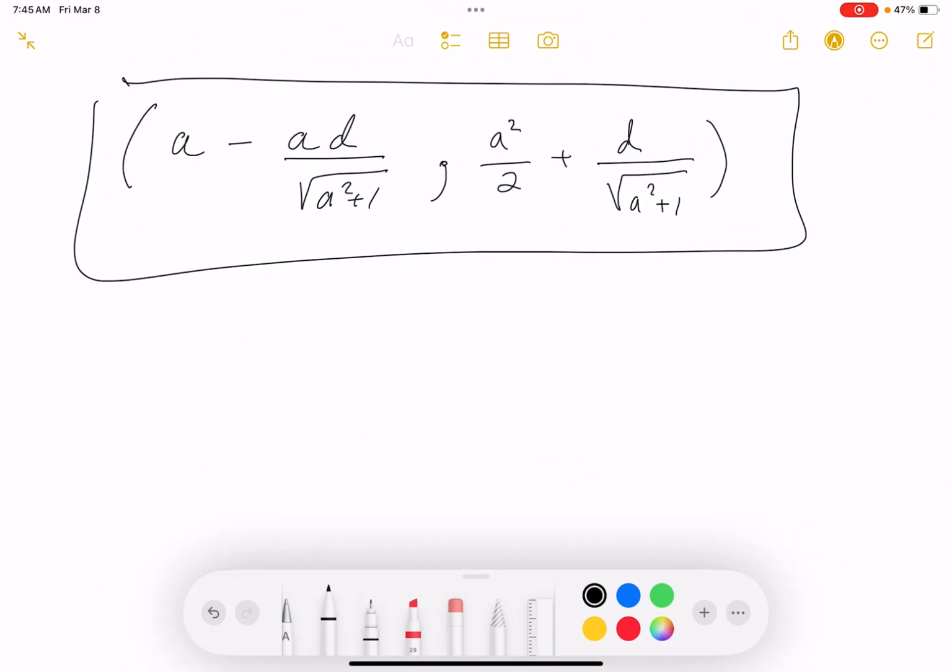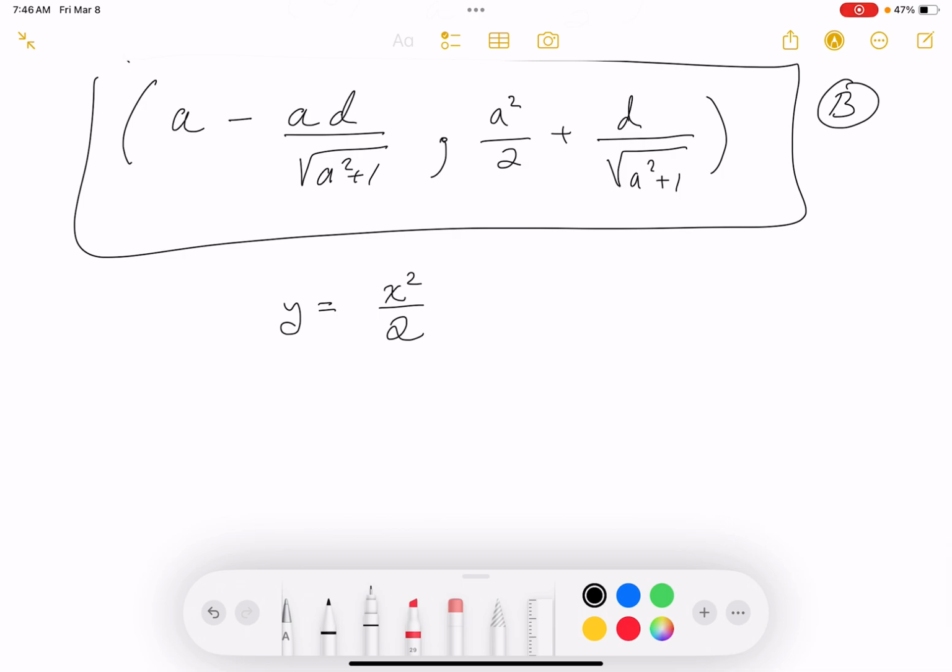I want to point out, though, that the equation we're looking at is y equals x squared over 2. And this is the point B, and that's on the normal line. What they said is, for B to be on the parabola, all I have to do is plug it in. I want to see what happens when I plug it in. So what's y going to be equal to? Well, I'm going to write the y down. It's a squared over 2 plus d over the square root of a squared plus 1.